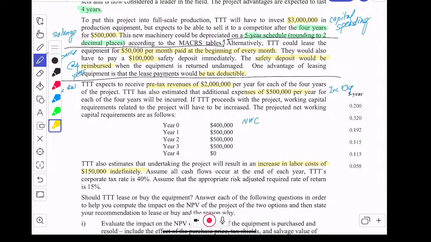Increase in labor costs of $550,000 indefinitely. Assume all cash flows occur at the end of each year. So the rate of return is 15% and the tax rate is 40%. Should they lease or buy the equipment?